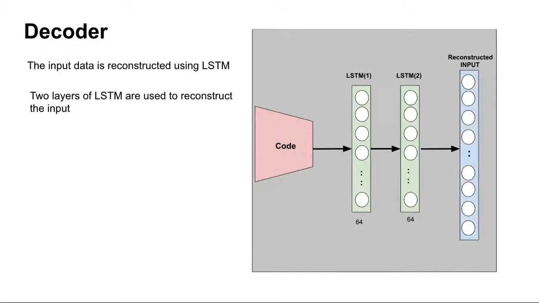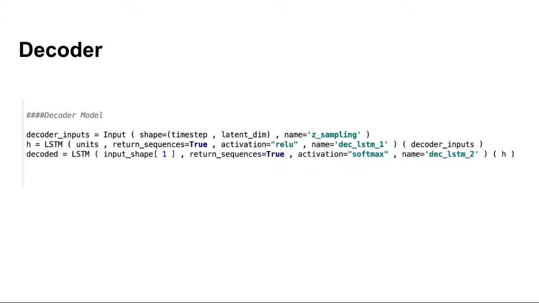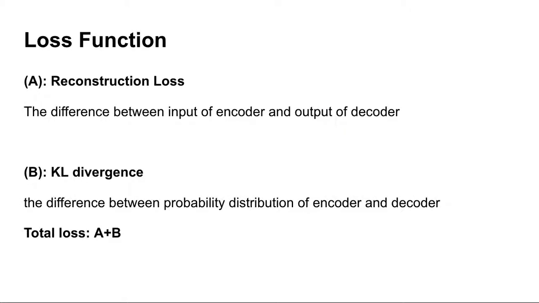And as you can see here, we have the decoder. After the data are sampled from the distribution, we pass them through 2 layers of LSTM, and then we have the reconstruction of the input, and this is the code for the different steps of our decoder.